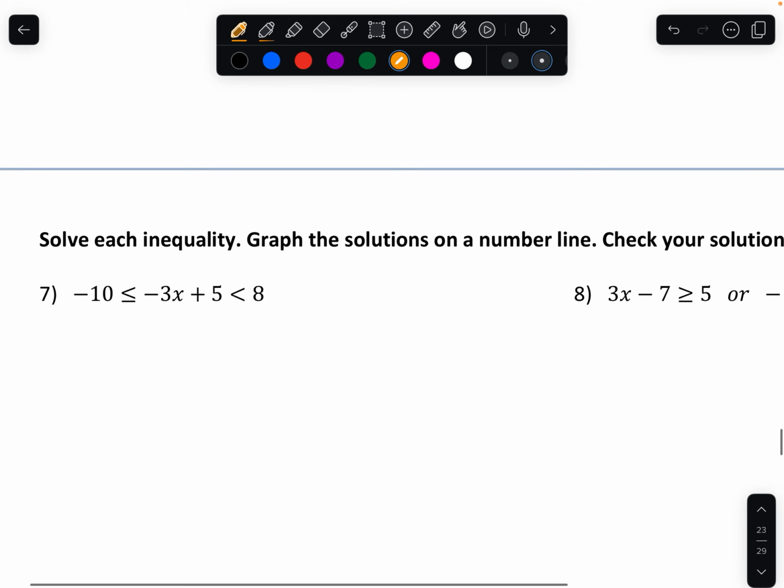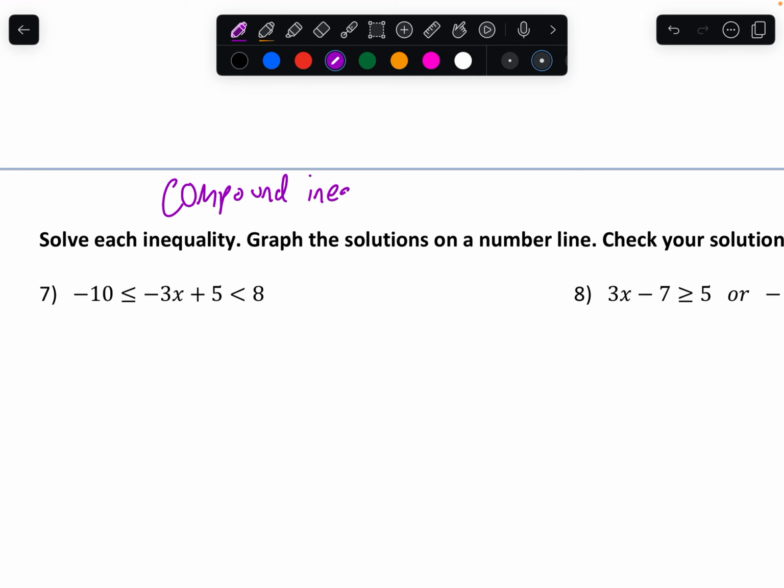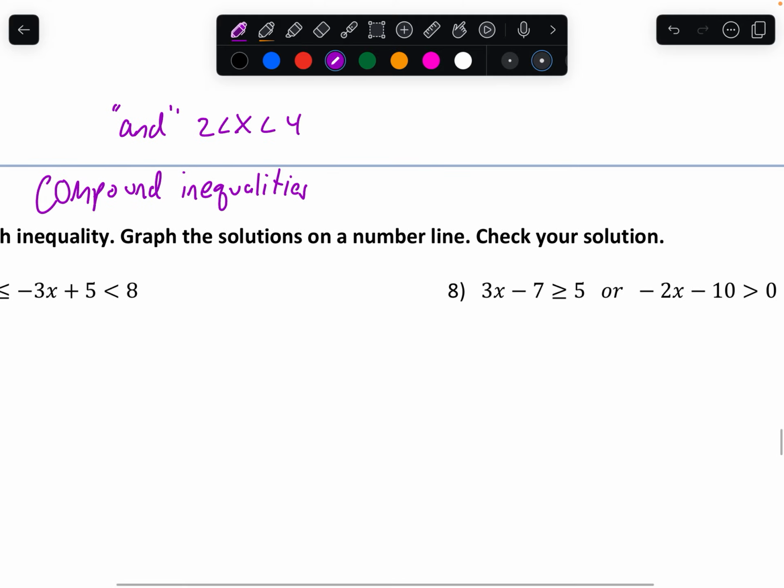So what we're looking at here are called compound inequalities. Compound inequalities are AND inequalities, something like x is greater than 2 and it's less than 4. Or you have what's called an OR inequality, where we say that x is greater than 2 or x is less than negative 1.